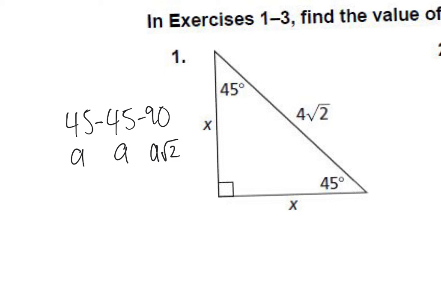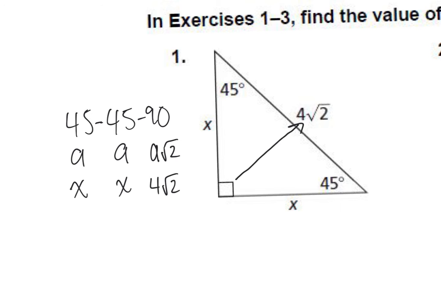Now in our scenario, what is A the same as? X. So put an X under there and an X under the other A. And what's A times the square root of 2? 4 times the square root of 2. Because remember, the side opposite your 90 degrees is going to be A times the square root of 2, in other words, your hypotenuse. Are we cool with this?